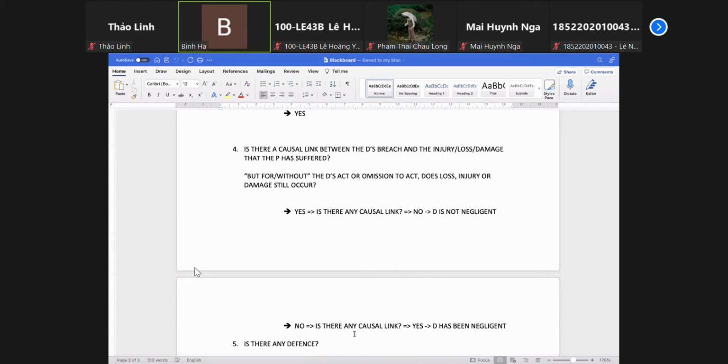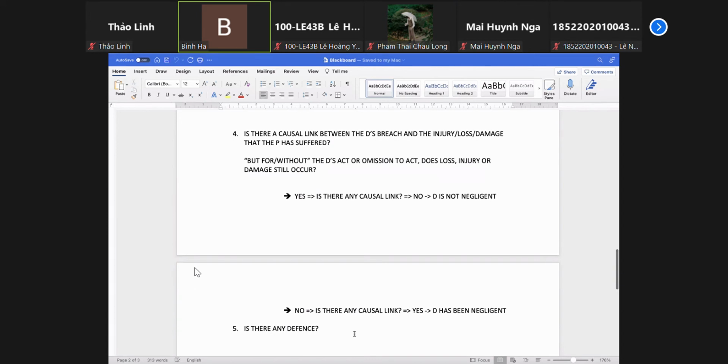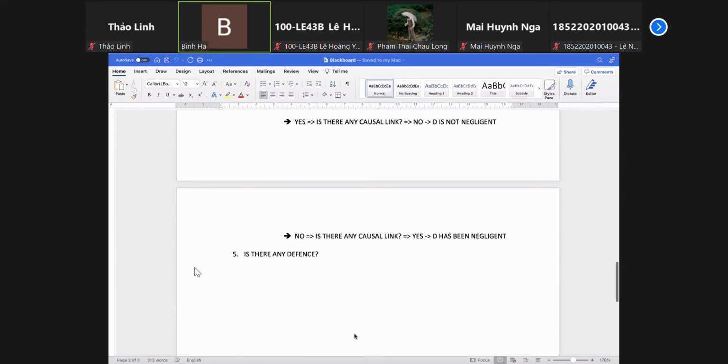Okay, so we have already gone through the test of negligence by answering the 4 questions. Even though your answers to all of the 4 questions are yes, you still need to consider the 5th question in order to come to a conclusion on whether the defendant is liable to pay damages and how much the amount of damages is that the defendant has to pay. So we look at the 5th question: is there any defense?